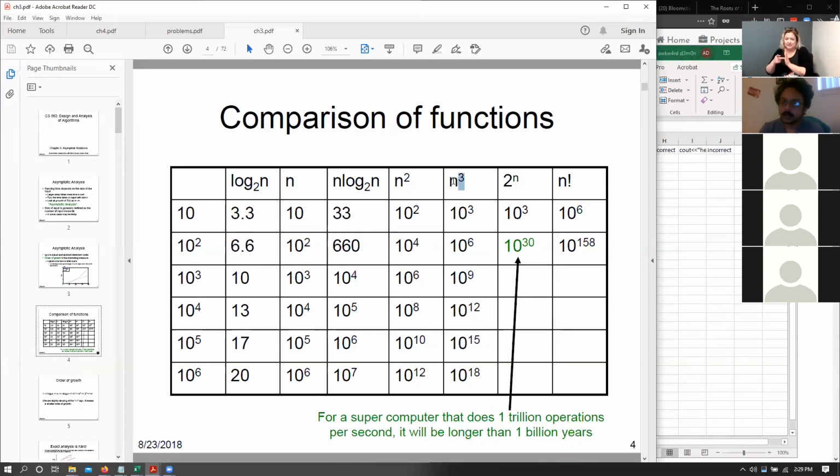Now, up to n cubed, we are still able to solve problems for large numbers of n. For example, for 10 to the power of 6, the complexity for n cubed becomes 10 to the power of 18, right? So cubed becomes 18. And if you think about it, a million is 6 zeros, a billion is 9, and a trillion is 12 zeros, right? So 10 to the power of 18 is 1,000, not even 1,000 actually, 10,000 trillion units of time, right?